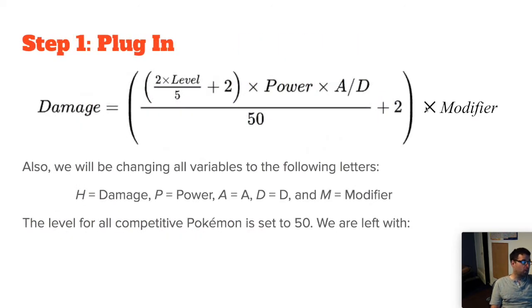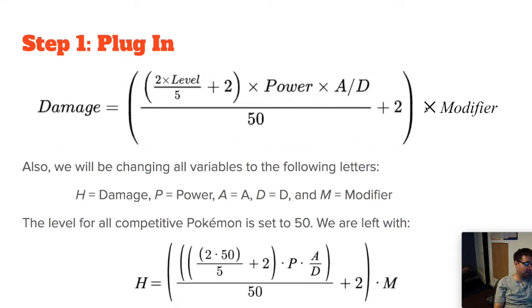So step 1, we've got our damage formula and we need to plug our information in. We're going to use single letters instead of words to represent our variables. H is going to represent damage because I think of damage as health. P is going to represent power, A stays A, D stays D, and then M represents our modifier. The level for all competitive Pokemon is set to 50, so we're going to plug in 50 for the level, and this is what we're left with once we've translated it all.